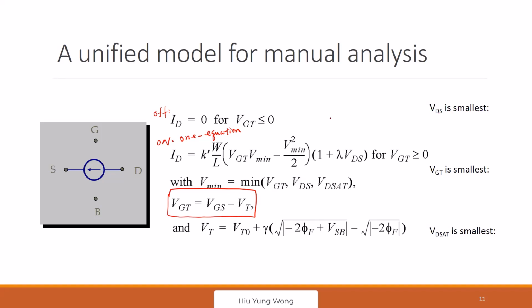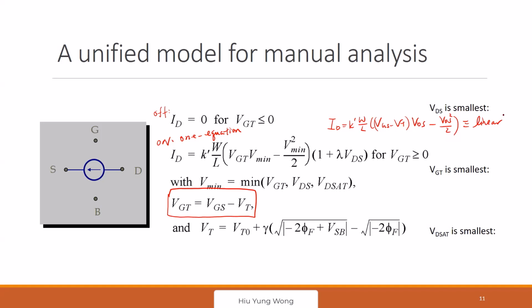Then this equation becomes ID equal to K dash W over L times VGS minus VT, which is VGT, I want to spell it out so you can appreciate, times what? When VDS is smallest, I put Vmin as VDS, correct? This becomes VDS squared divided by 2, right? This is just the linear equation we learned earlier. So this reduces to that equation if it happens that this is the smallest.